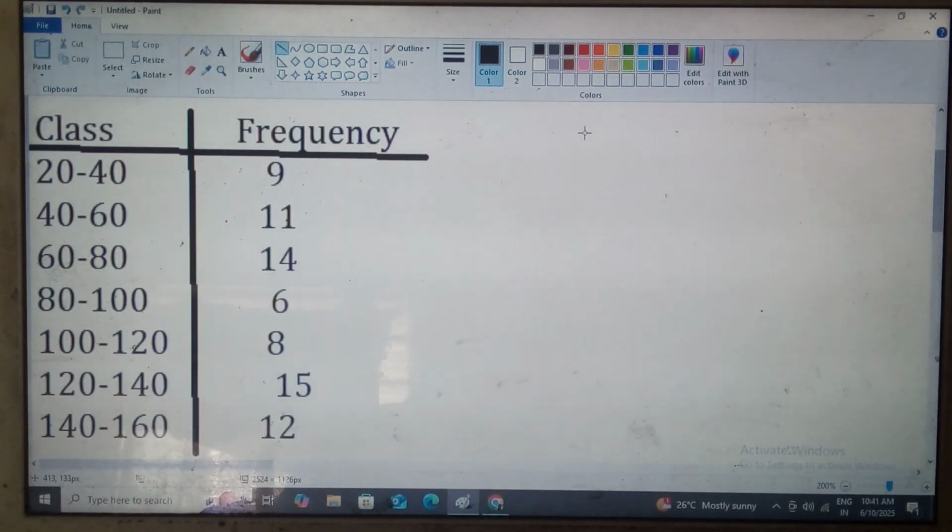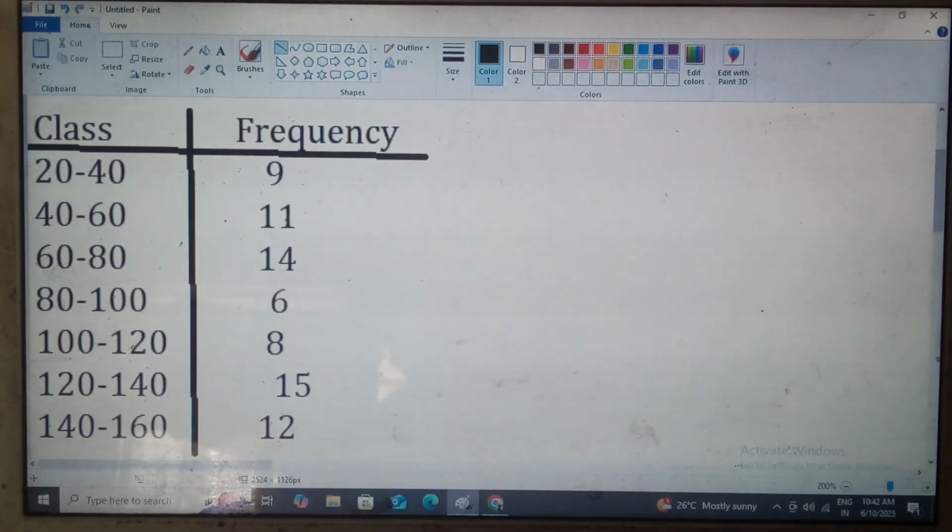So now, for the class interval of 20 to 40 the frequency is 9. Then from 40 to 60 the frequency is 11. 60 to 80, 14 is the frequency. 80 to 100, 6 is the frequency. 100 to 120, again 8 is the frequency. 120 to 140, 15 is the frequency. And 140 to 160, 12 is the frequency.